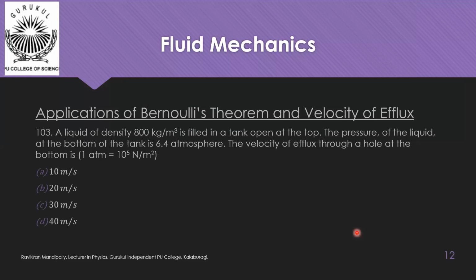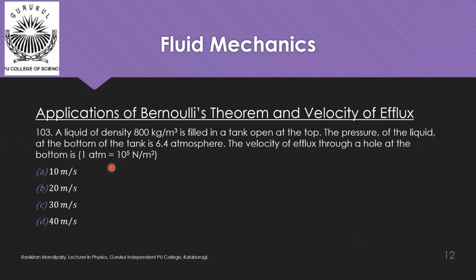Then question number 103. A liquid of density 800 kg per meter cube is filled in a tank open at top. The pressure of liquid at the bottom of the tank is 6.4 atmosphere. The velocity of efflux through a hole at the bottom is, where 1 atmosphere is equal to 10 power 5 Newton per meter square.